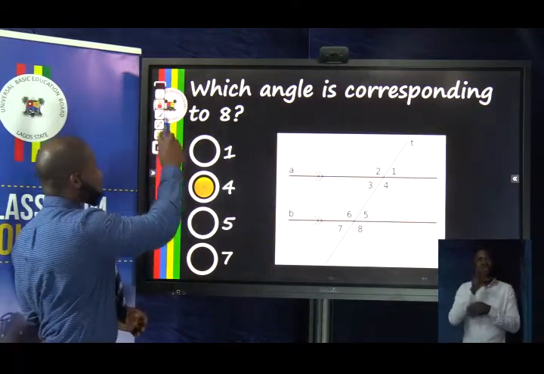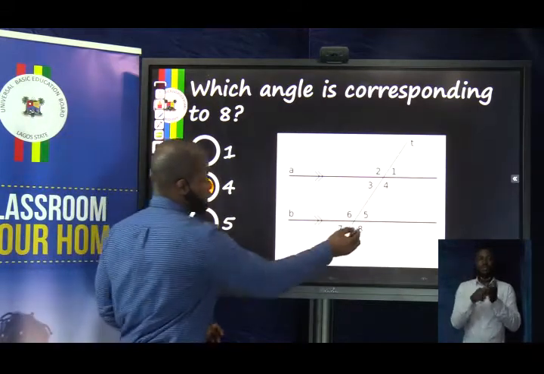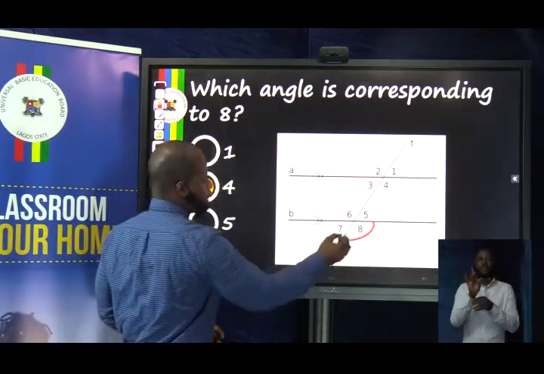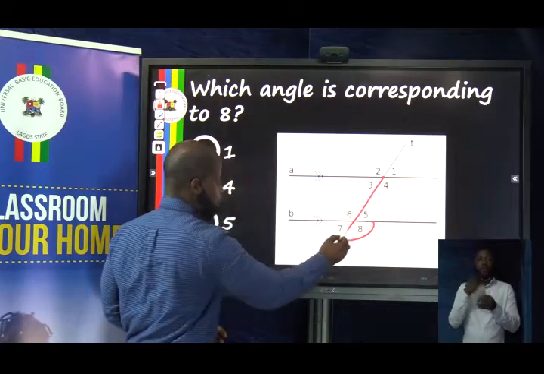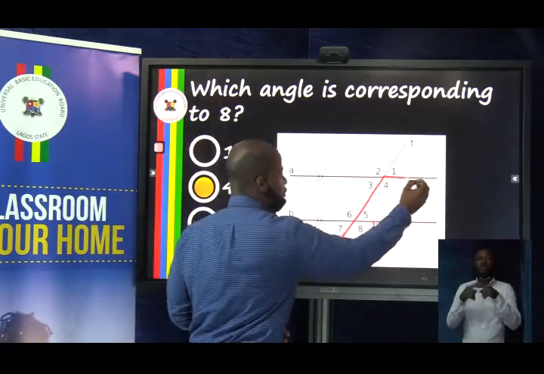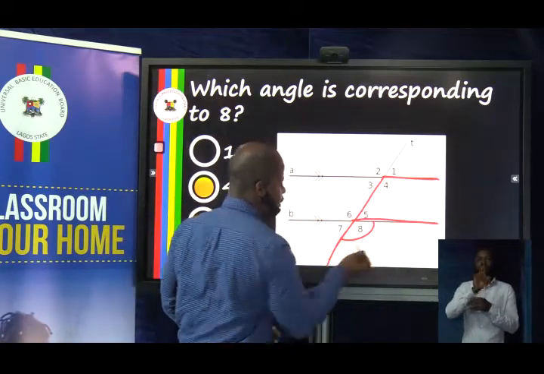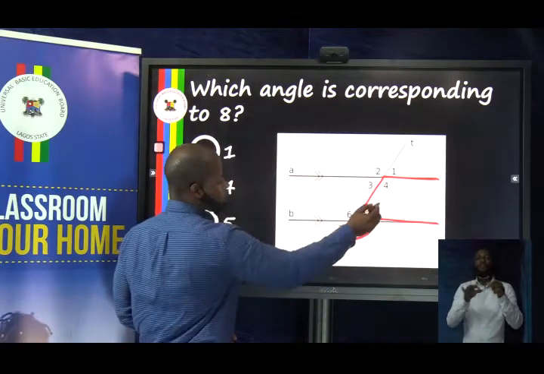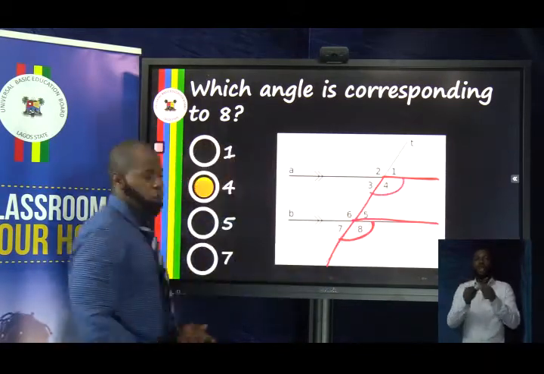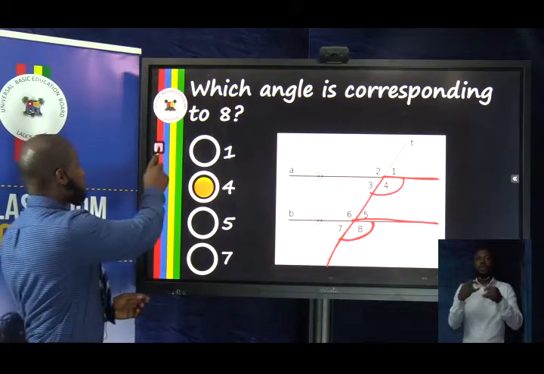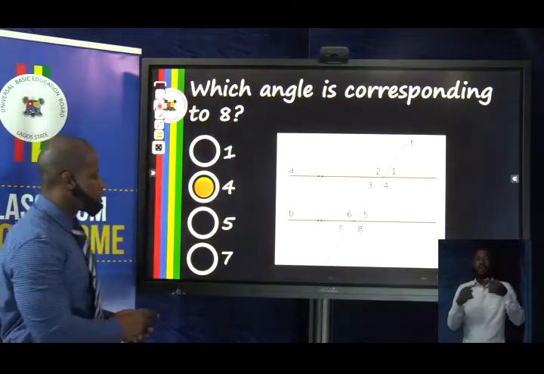And the reason is because this is angle 8. And remember that we recognize corresponding angles by drawing an F. So obviously this is the F. Now if this angle is below the line, the corresponding angle will also be below the other line. So 4 is the angle that corresponds to 8. Good job, you.